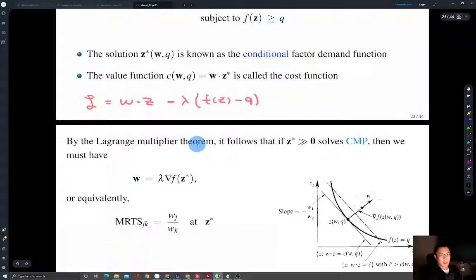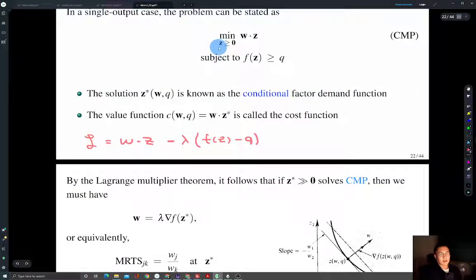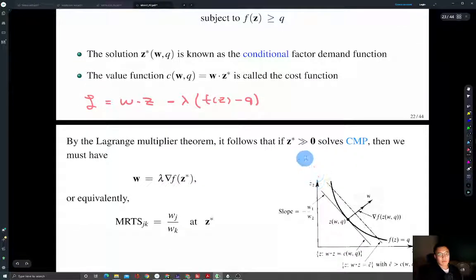All right. So the Lagrangian multiplier tells us if we have an interior solution, because every component of this vector z is a non-negative variable. Now an interior solution means every component in this vector is strictly positive. If we have an interior solution candidate z star, a solution to the CMP, we must have the following stationary condition.